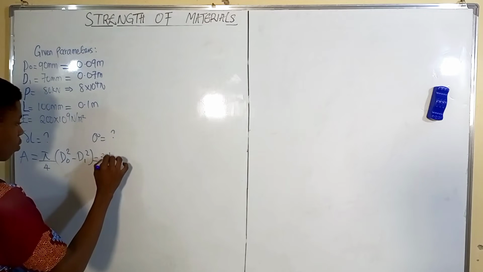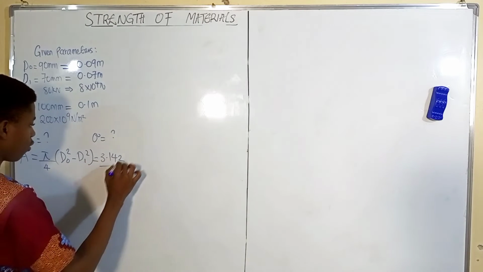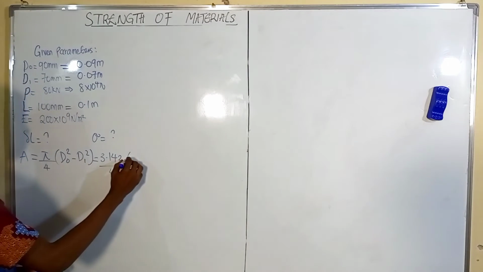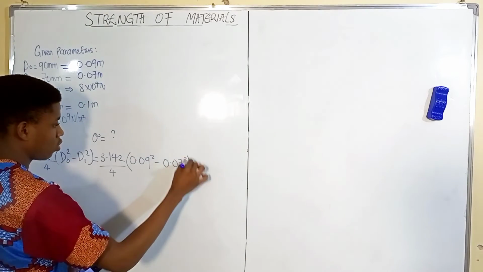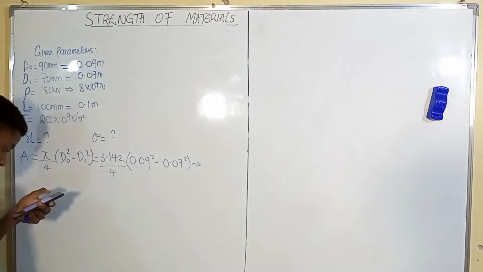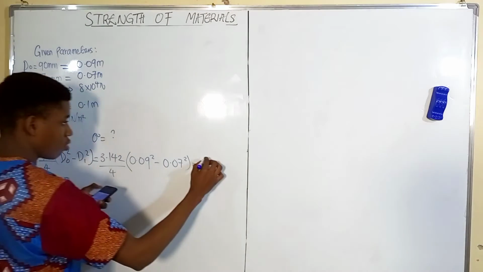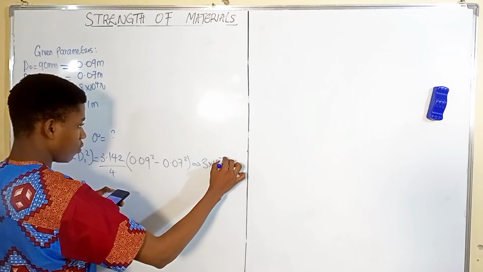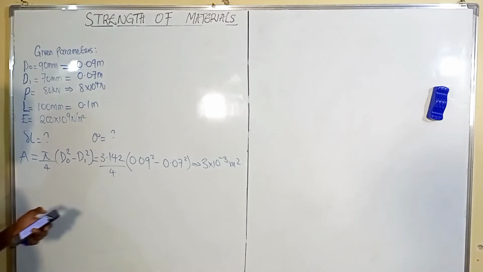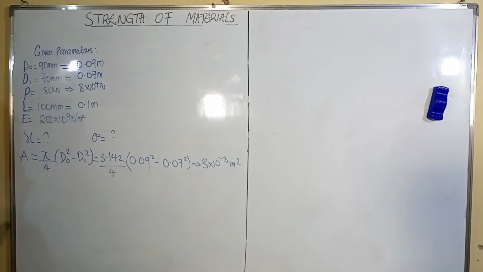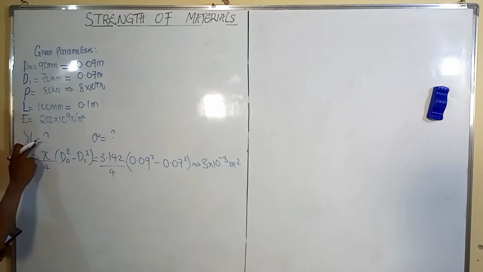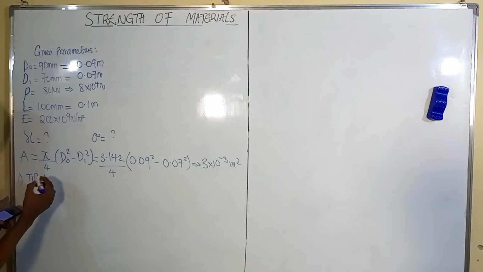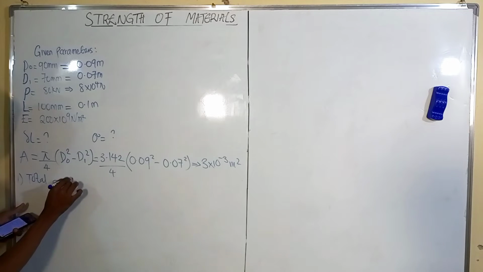So we're having this as 3.142 over 4 bracket, 0.09 squared minus 0.07 squared. This will give you a value. This will give us 3 times 10 raised to the power -3 meters squared. So it's very, very important to take note of this. First of all, let's calculate the extension. We have to calculate the total axial contraction.